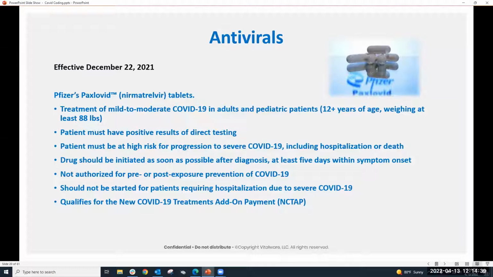It is not authorized for pre or post exposure prevention, and it should not be started with patients who are already in the hospital with severe COVID, because the benefit of treatment has not been observed in people when treatment started after hospitalization due to COVID. So the drug should not be given if the patient is already severely ill in the hospital. And this new antiviral qualifies for the new COVID-19 treatments add-on payment, that 20% additional payment for inpatients. This drug does qualify for that.